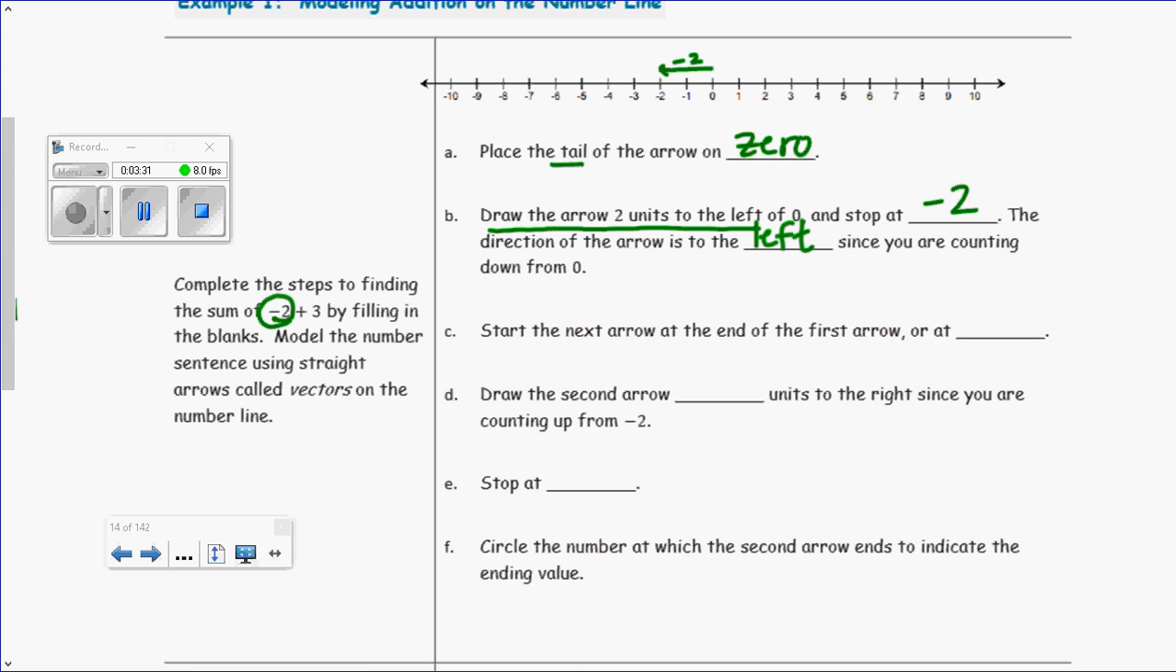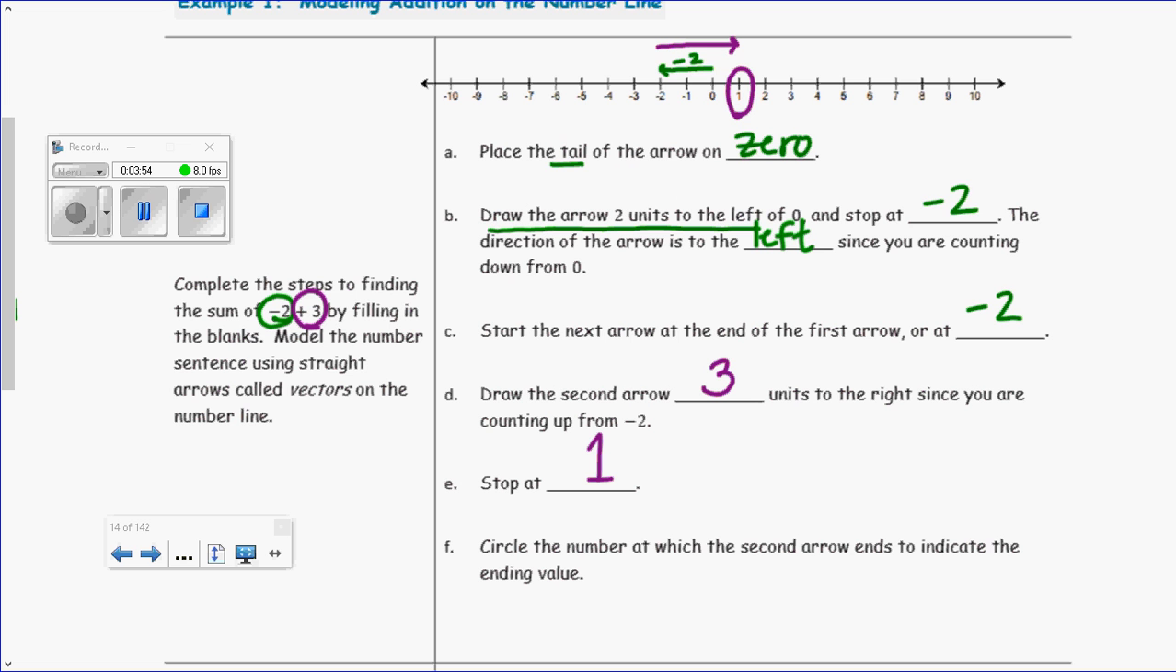The next thing it says is to do plus 3. So draw the second arrow 3 units to the right, since we're counting up from negative 2. If we go 3 units to the right, we're going 1, 2, 3, and we're going to stop at positive 1. And that's it. That's the answer. That's exactly how you do this.